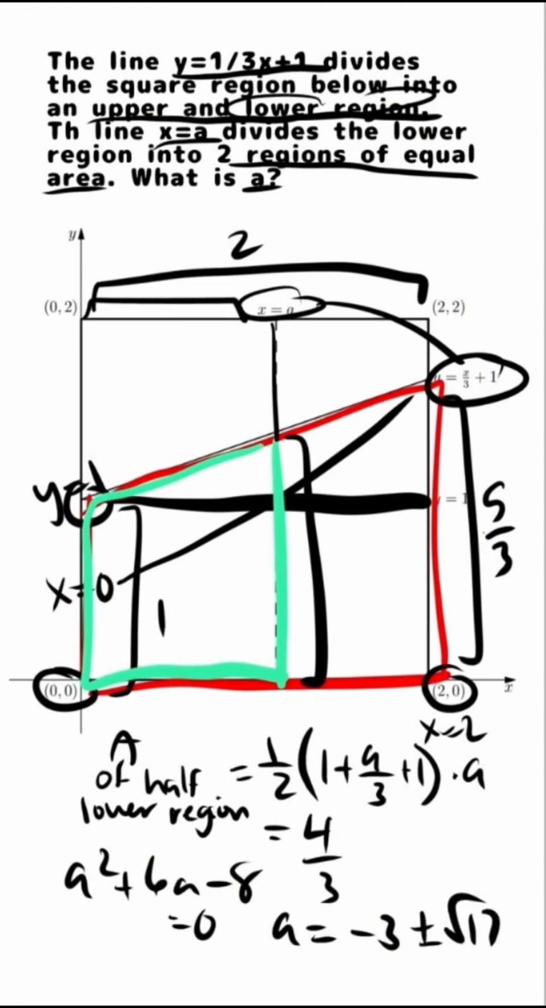And solving this, we get the quadratic a squared plus 6a minus 8 equals 0, and a equals -3 plus or minus square root 17, but it must be plus since a has to be positive.